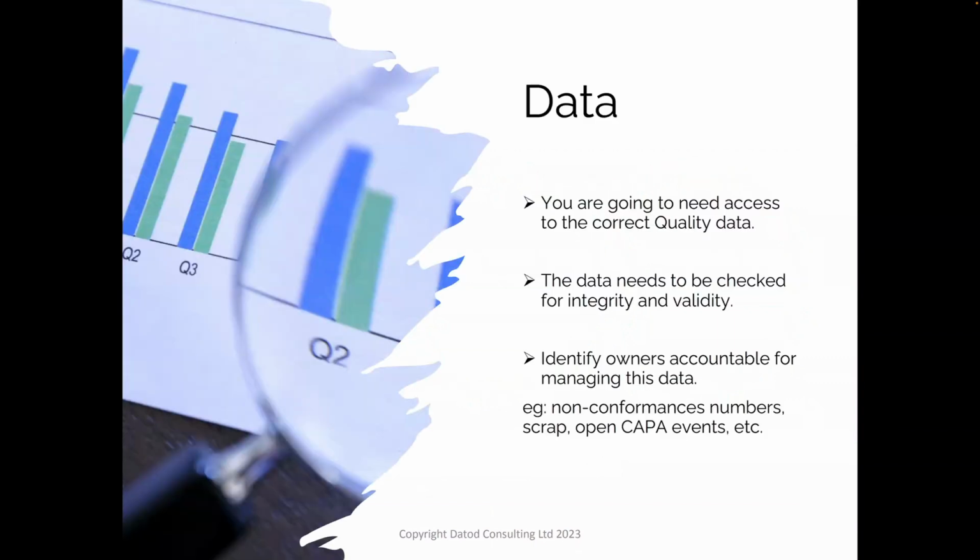So in terms of data, you're going to need to access the correct quality data. We covered that in a previous session. As covered previously, that data needs to be checked in terms of its integrity and its validity, because you're making key decisions in your business based on that data. And again, you need to identify owners who are accountable for managing that data. They could be non-conformance numbers, scrap, open CAPA numbers, any form of quality data. You need to make sure that data is available, it's true, and an individual within your organization is responsible for collating it and compiling it and feeding it into the review system.